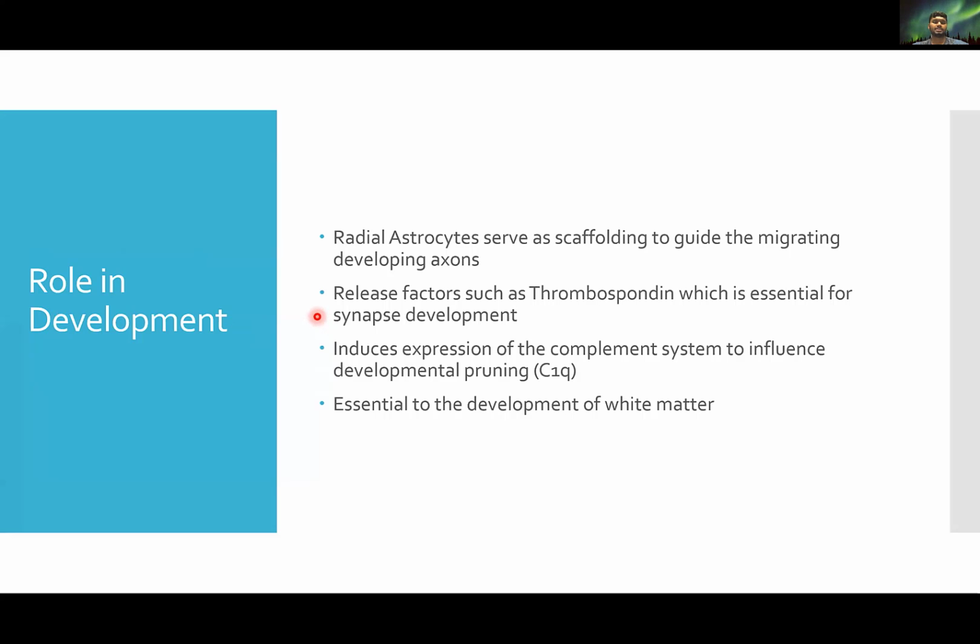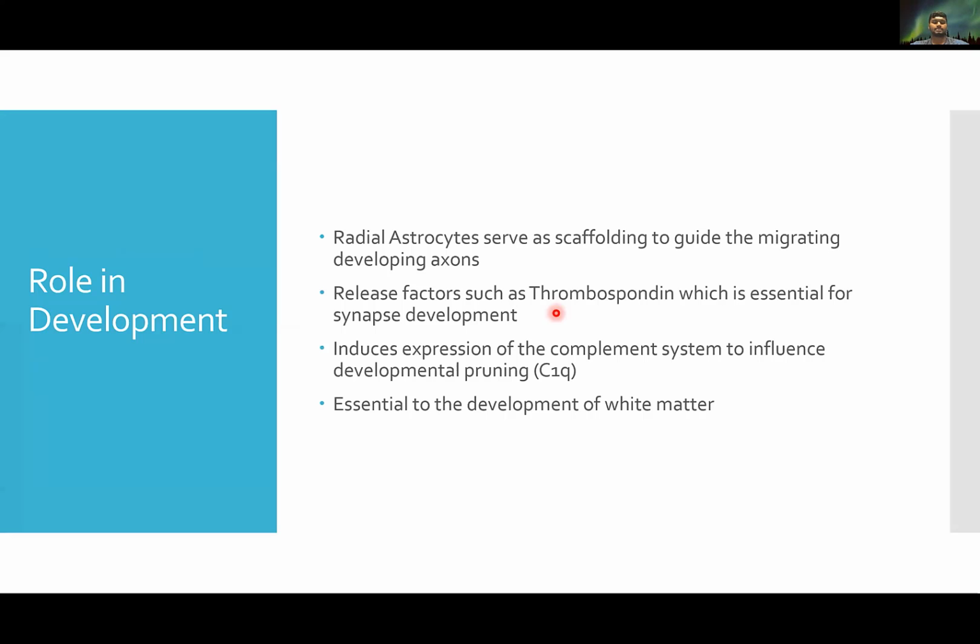Secondly, it also releases factors such as thrombospondin, which is essential for synapse development. This is also mentioned in my embryology video, wherein there were different petri dishes, one of just neurons and stem cells, another petri dish with neurons, stem cells and astrocytes, and the one with astrocytes was able to create thousands of synapses, whereas the petri dish with just the stem cells was only able to create a lot fewer. So as we can tell from that experiment, it is very important in creating synapses early on via thrombospondin and some other released factors.